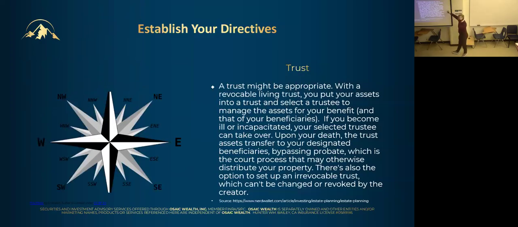So for a trust, establishing your directives, a trust might be appropriate for this, again for all of the reasons that we talked about. With a revocable living trust, you put your assets into a trust and select a trustee to manage the assets for your benefit and that of your beneficiaries. If you become ill or incapacitated, your selected trustee can take over. And then upon your death, the trust assets transfer to your designated beneficiaries, bypassing probate, which is the court process that may otherwise distribute your property.